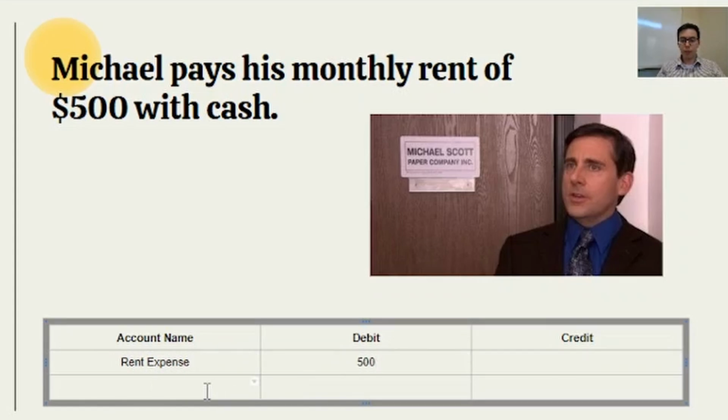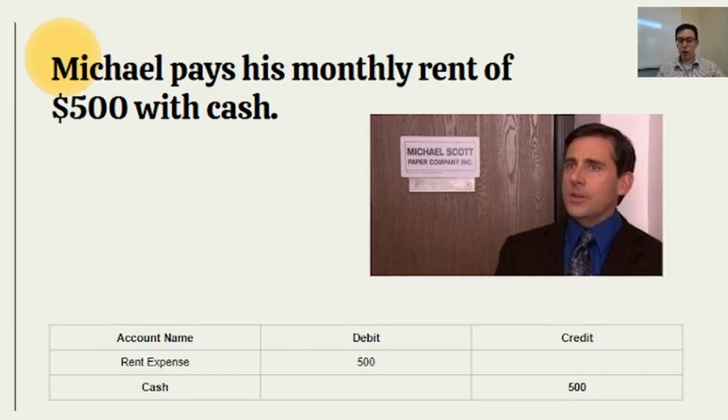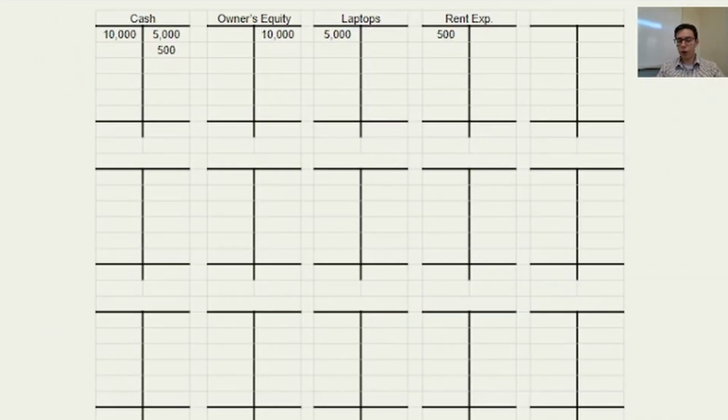And again, we have the credit of cash, right? We're paying out cash, so that's a decrease in cash and all assets decrease with a credit. So debit rent expense for $500 and credit cash for $500. Throw that on our T-charts here. We'll make a new T-chart for rent expense. We'll add $500 there on the debit column. And then cash, we will add the $500 on the credit column.